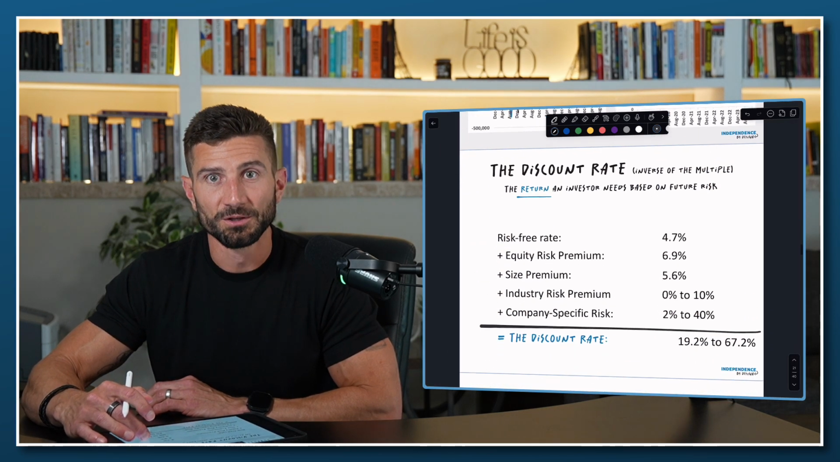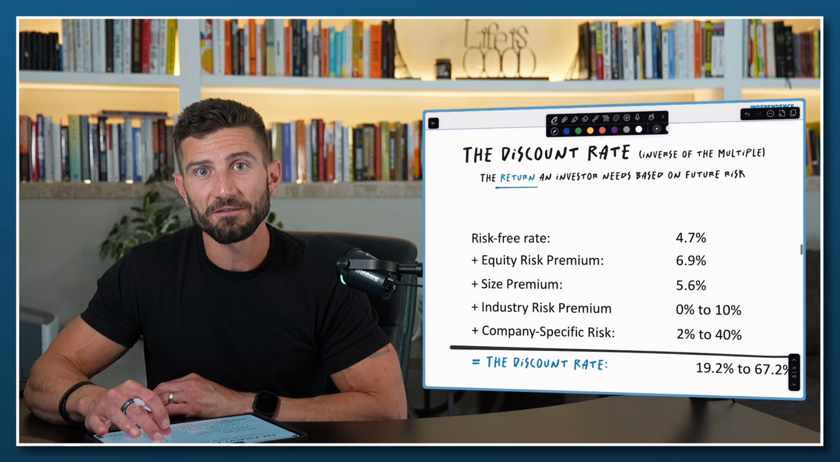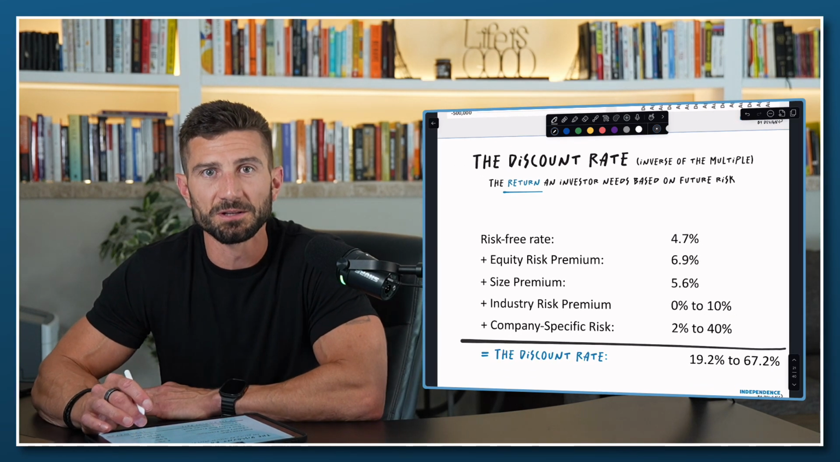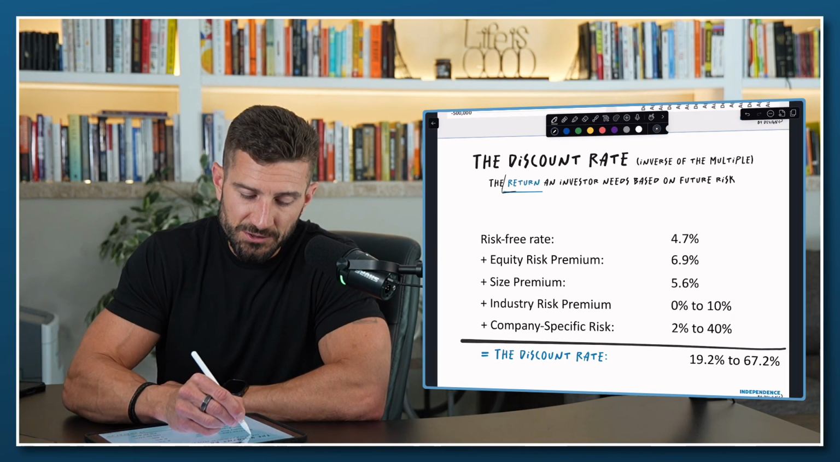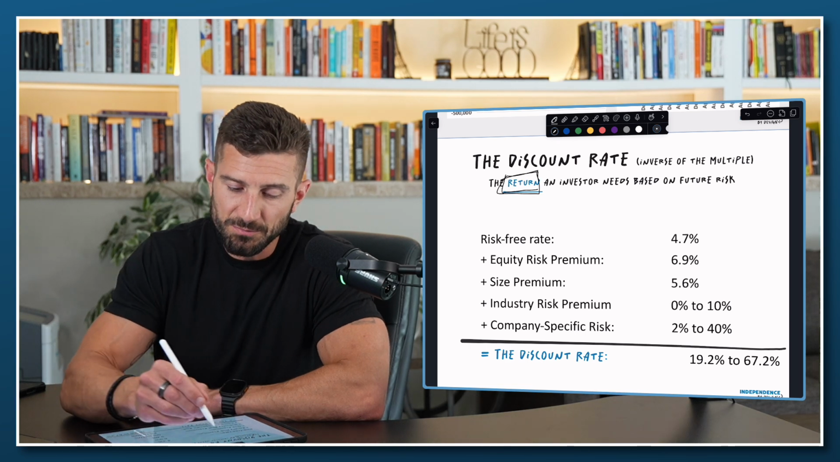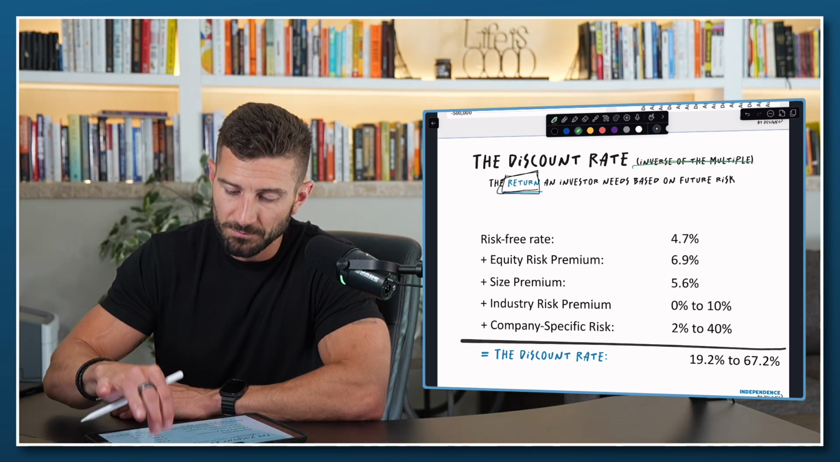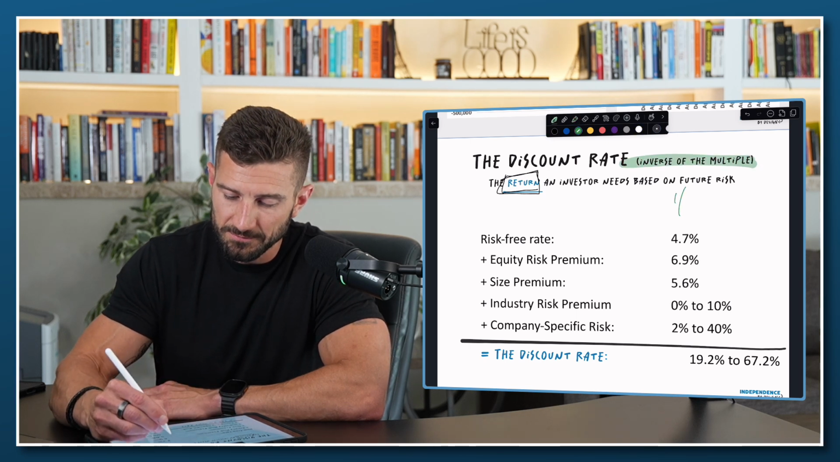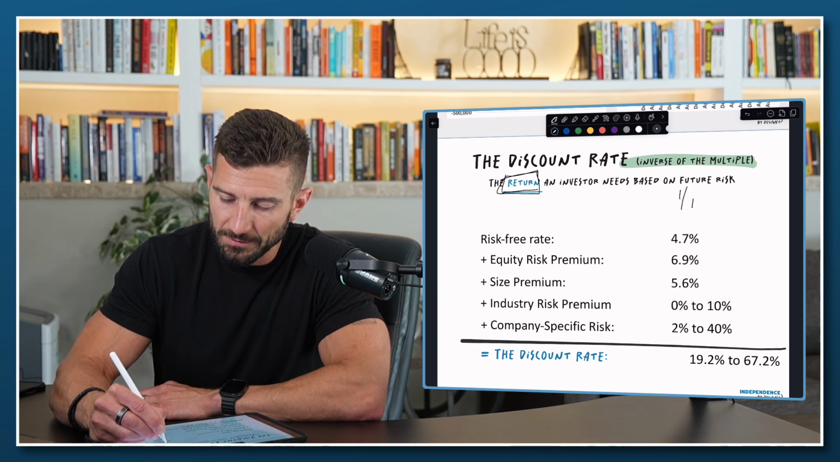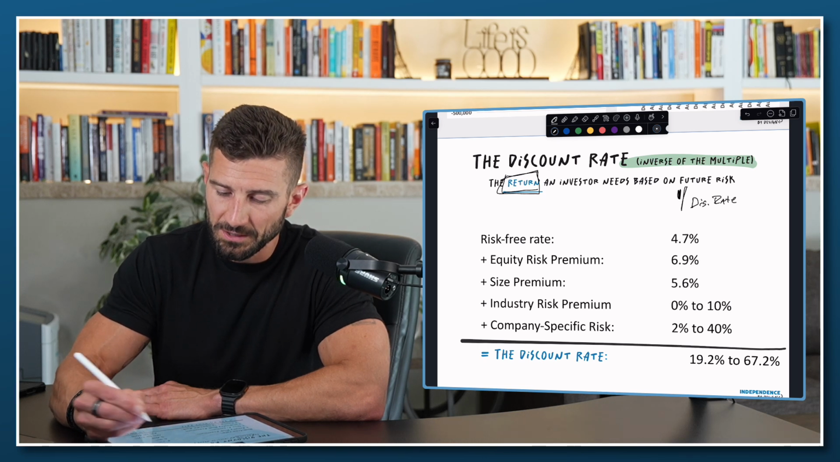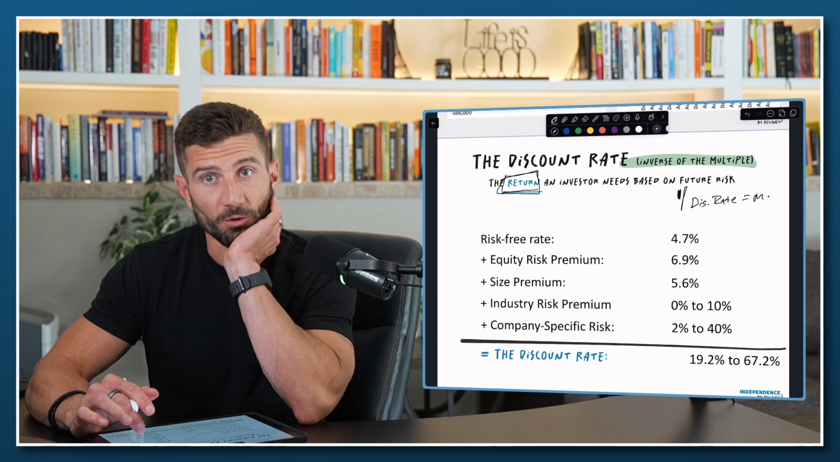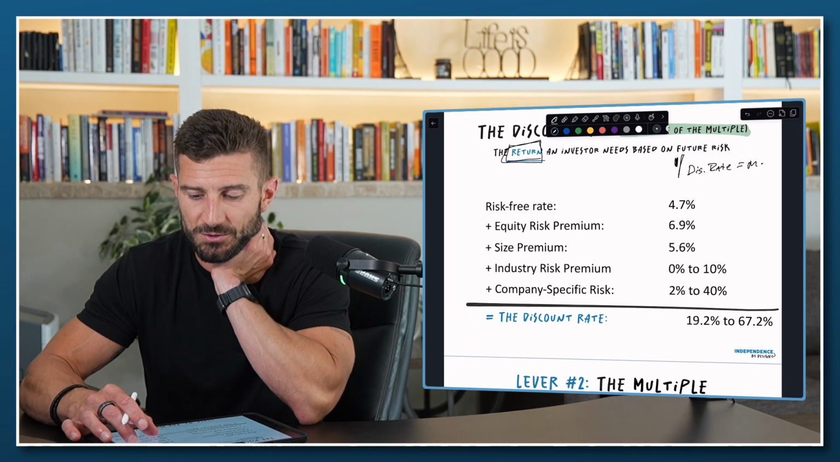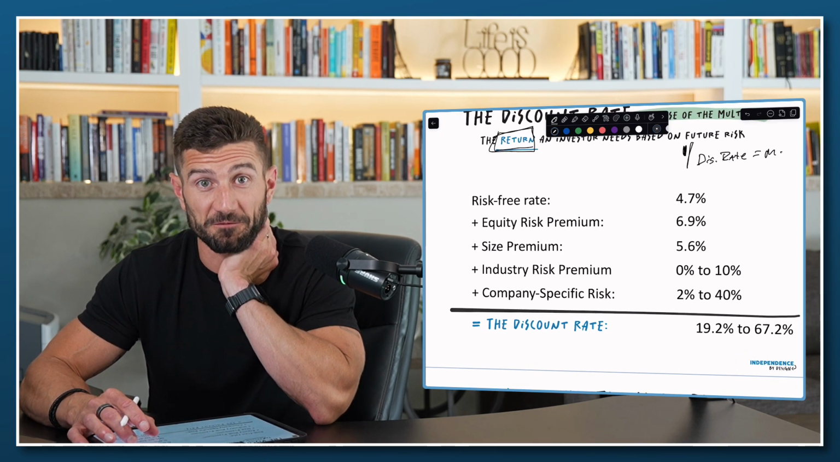So that multiple is created based off of that discount rate that I talked about in the owner's utility lens. It's based on the return an investor needs, but the key takeaway is that it's the inverse of the multiple. So we're going to take 1 divided by the discount rate, and that will give us the multiple. But we have to figure out the discount rate. Again, go check out the owner's utility lens if you want more information on this. I'm going to give a flyby of this.